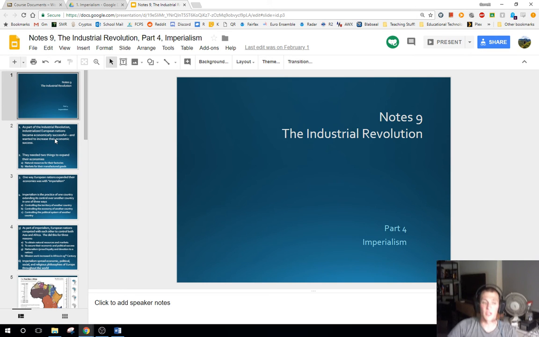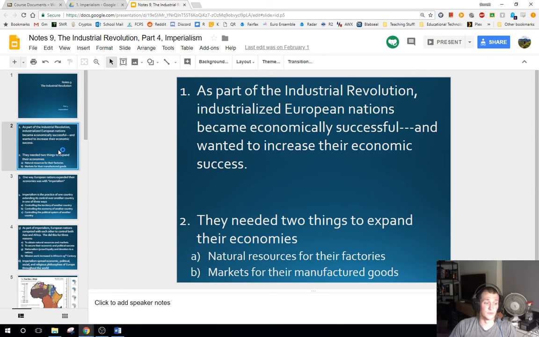So imperialism, what do we know about imperialism? For starters, the big thing is that these European nations are going to become economically successful, even more economically successful, I should say, as a result of the Industrial Revolution. This is going to make people more successful. You're going to have a significantly greater output of goods and need for natural resources and markets for those goods. So these are the reasons why they are looking to expand.